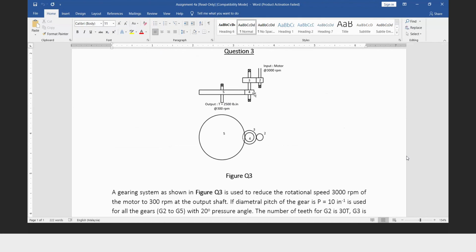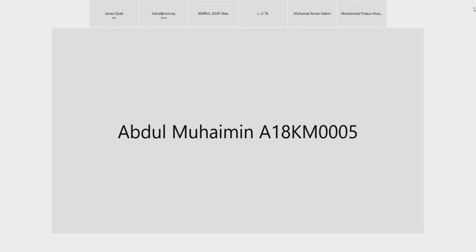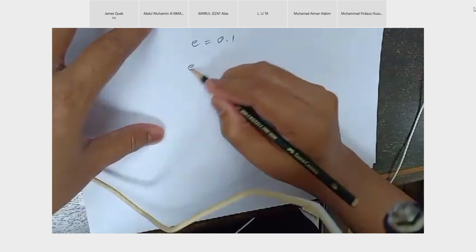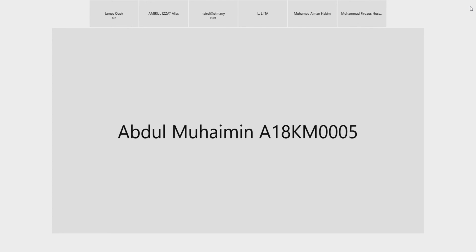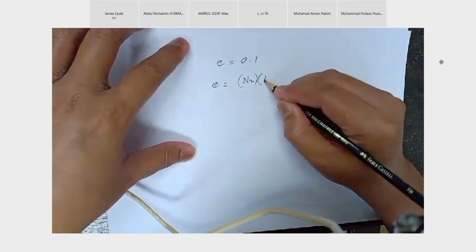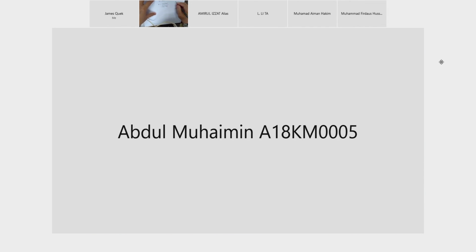How do we do that? We get the train value e, which is 0.1. Output 300 over input 3000, so 0.1. The e is the product of the number of teeth of the drivers over the driven. Drivers are 2 and 4. Driven are 3 and 5. And that equals 0.1.